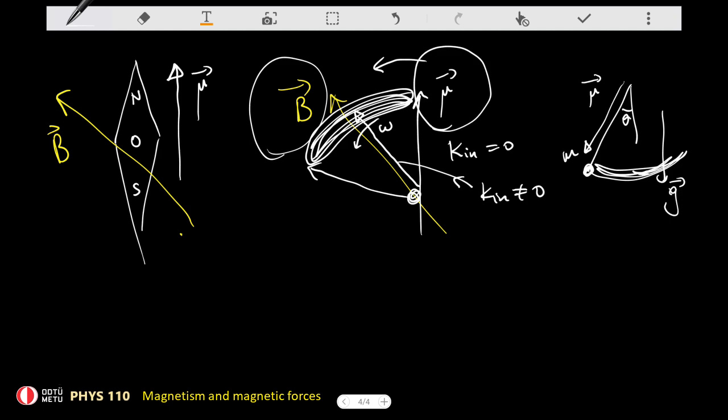Okay, so the next thing is about the energy. So let's then talk about the energy in here. All right, I'm going to draw the pictures again. So that's the magnetic field.